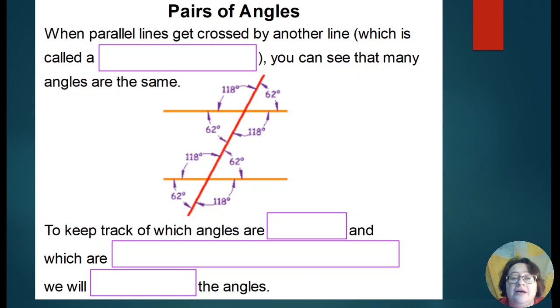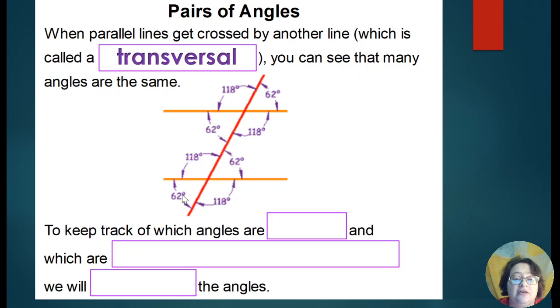So, when a parallel line gets crossed by another line, we call that other line a transversal. We have two parallel lines here in orange and a red transversal. But you can see from this example, many of these angles are the same. We have an angle measure here of 118 degrees in the top left, and 62 degrees in the top right. But you notice these angles repeat. Our vertical angles are of course equal, and you notice 118 plus 62 is 180. So the side-by-side angles are also supplementary.